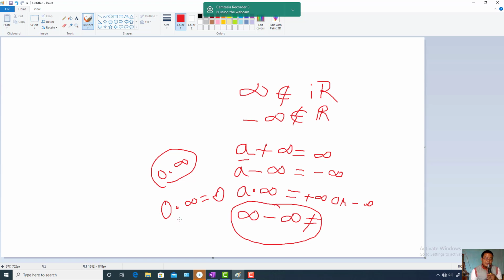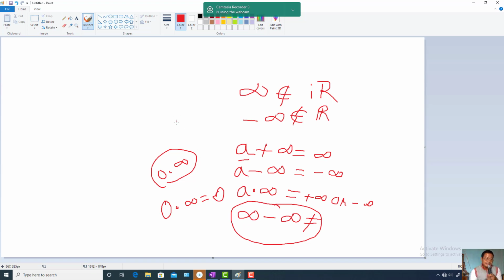So in the set of real numbers, we include positive infinity and minus infinity, and the resulting set we call extended real numbers. Then the mathematical operations are like this. This is undefined, meaning this is not allowed. So that is called extended real numbers.